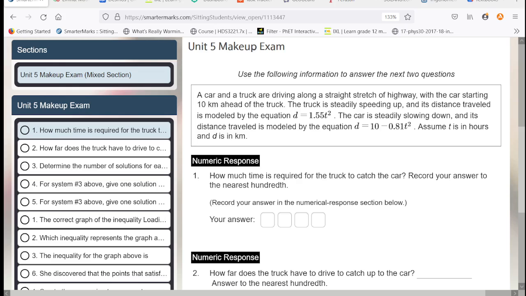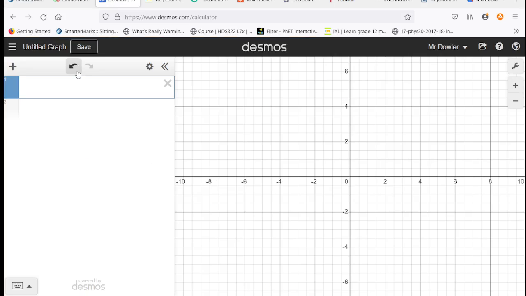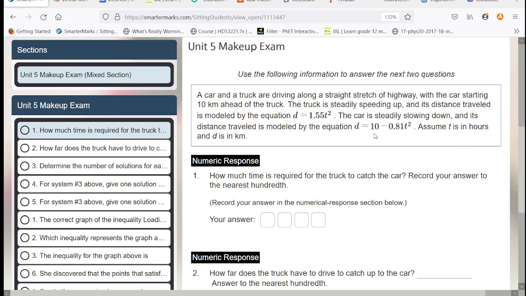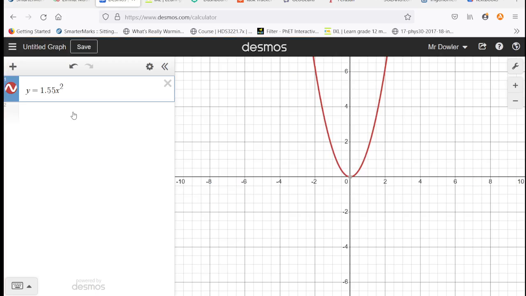Okay, pardon the interruption, but we need to figure out when the truck and the car catch. So it's really when these two quadratics intersect. Because we're given permission to go to the nearest hundredth, that means we are given permission to use decimals. That means we can graph it. So this 1.55x squared is our first one, and then the 10 minus 0.81 x squared is the second.